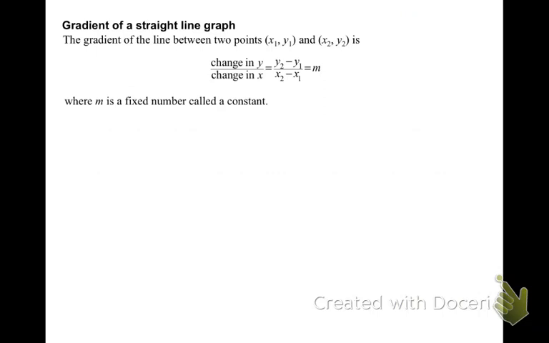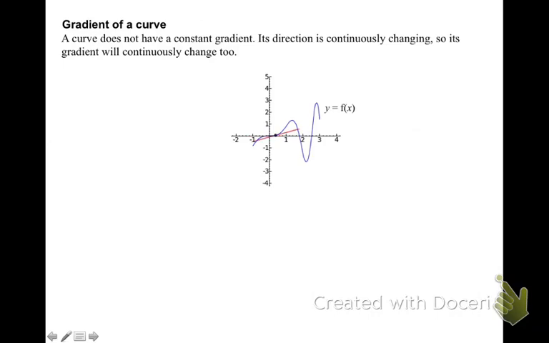So we know the gradient of a straight line is the change in y over the change in x, or y2 minus y1 over x2 minus x1. So m is our fixed constant, and the gradient can be thought of as the rate of change of y with respect to x.